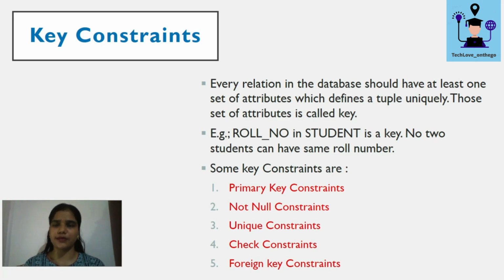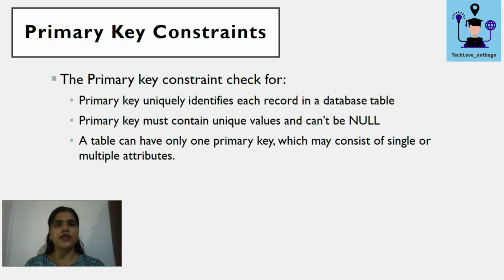So let's discuss them. The first one is primary key constraint. It checks that the primary key uniquely identifies each record in the database table. It should be able to uniquely identify. That is one of the most important things. Second, the primary key must contain a unique value and cannot be null. Next, a table can have only one primary key which may consist of single or multiple attributes. So the primary key can be the composition of two or more attributes as well.